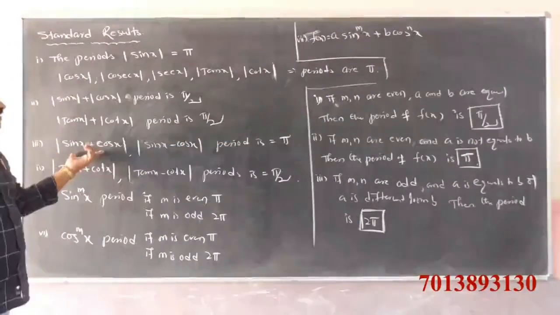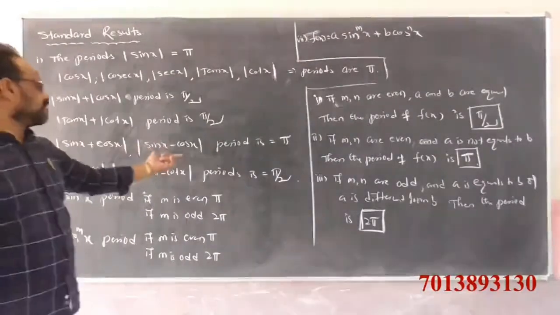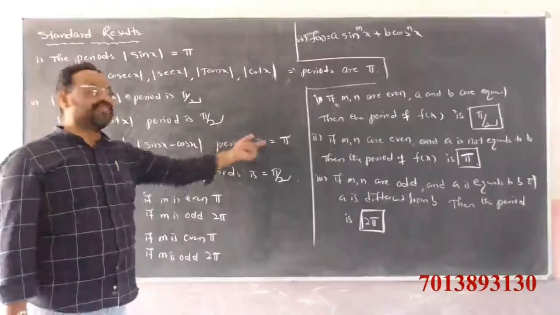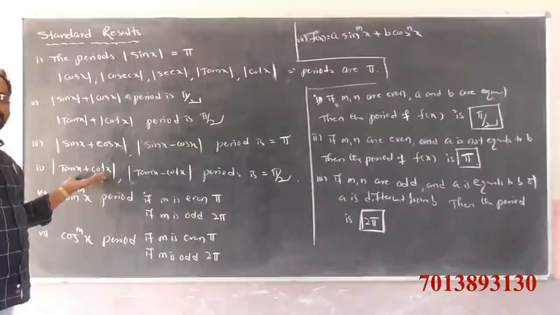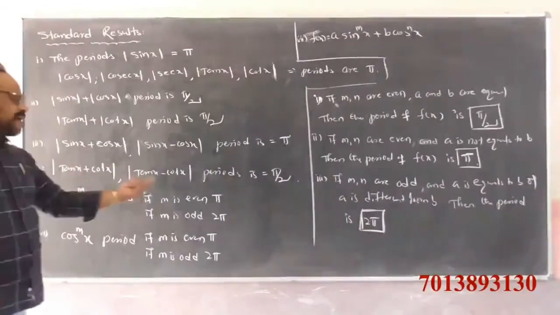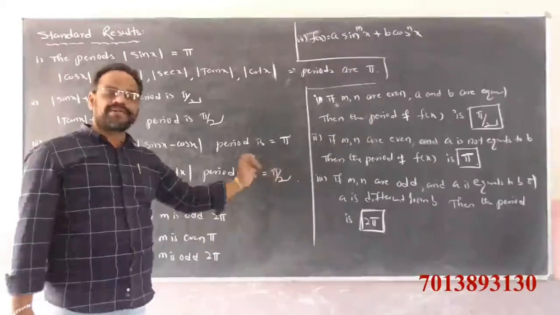And modulus of sin x plus cos x, or modulus of sin x minus cos x, the period is pi. Period is how much? Pi. Next, modulus of tan x plus cot x, or modulus of tan x minus cot x, the period is clearly pi by 2. Period is how much? Pi by 2.